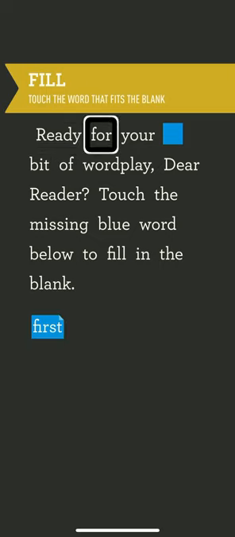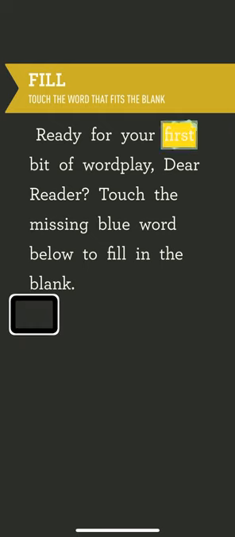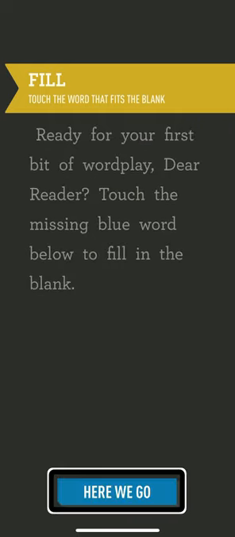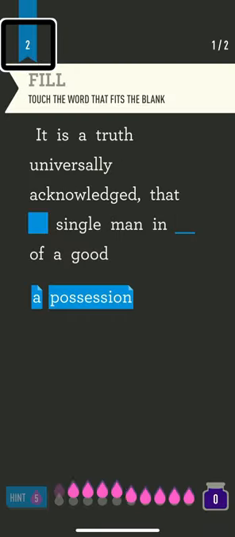Ready. For your first bit. Fill the first blank. First word. Here we go. Touch the word that fits the blank.